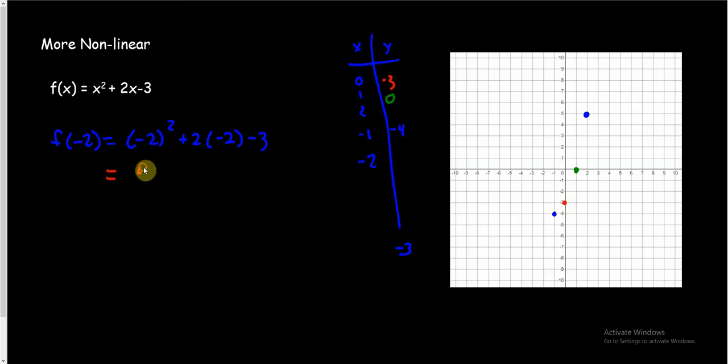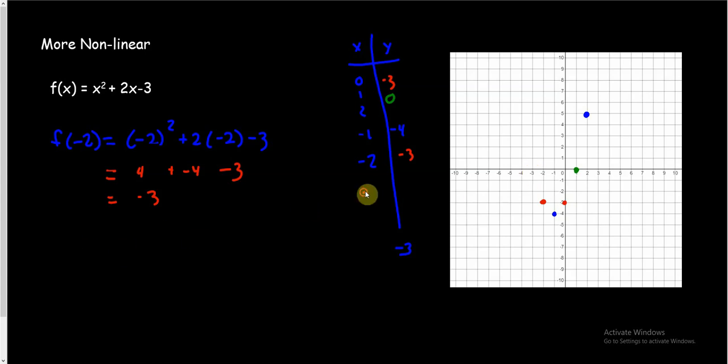Negative 2 squared is positive 4. 2 times negative 2 is negative 4. Minus 3. 4 minus 4, that's 0 minus 3. Negative 3. Oh, we may have found the turnaround point. So negative 2. Did I miss one somewhere? Maybe not. Negative 2. Negative 3. Okay, there we go. We plugged in a negative 2, we got negative 3. Okay, I think we found the turn. Let's go one more to see if it's somewhere over here.